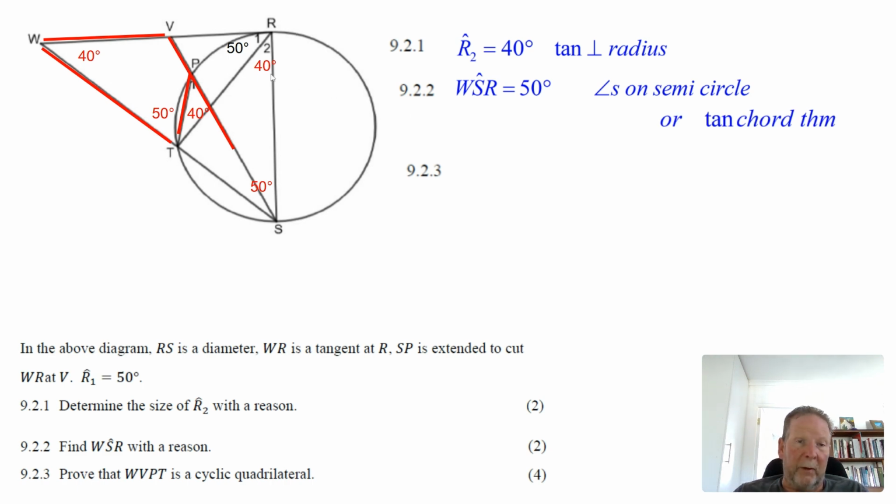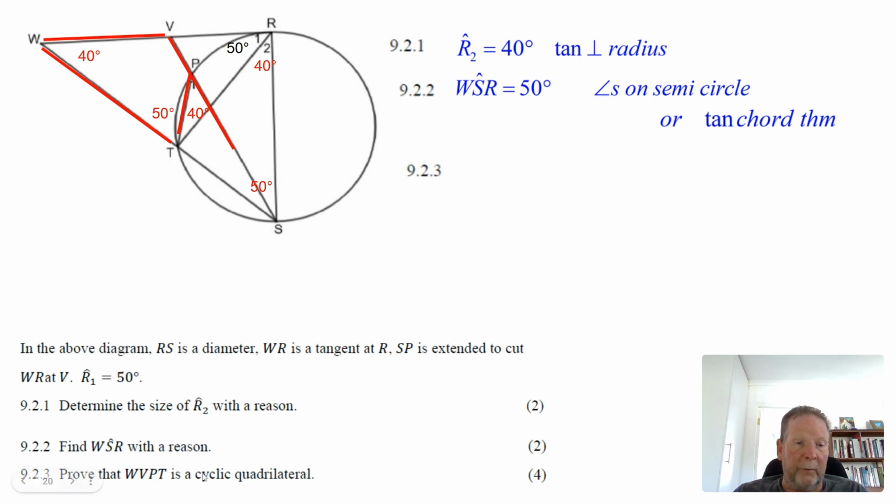The tan chord theorem gives it to you right away because if that's 50 degrees, the angle between the tangent and the chord, then this is directly 50 degrees WSR. So I like the second one better, maybe.